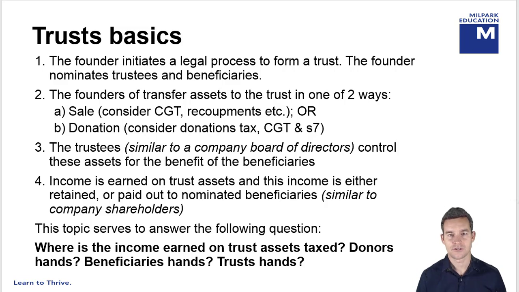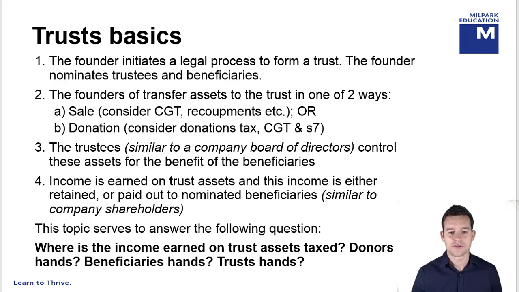So once those assets are transferred to the trust, they fall under the curatorship of the trustees. And you can think of the trustees as similar to the board of directors in a company. They are charged with making those decisions, and they control those assets for the benefit of those beneficiaries. Income is then earned on those trust assets, and this income is either retained or it's paid out to the beneficiaries. The beneficiaries, you can see, are similar to the company shareholders.